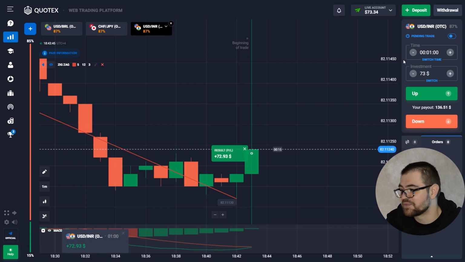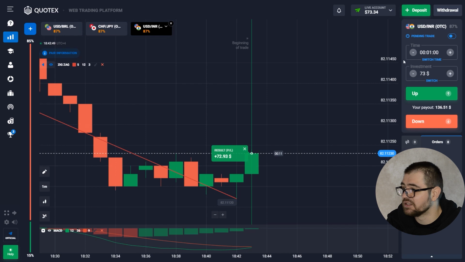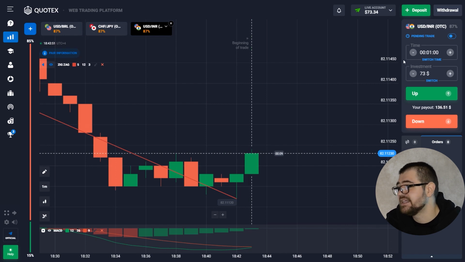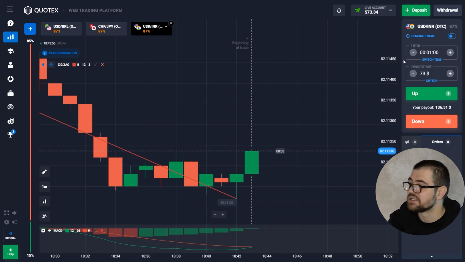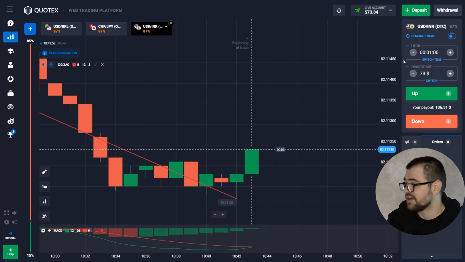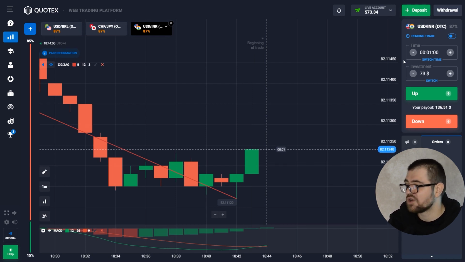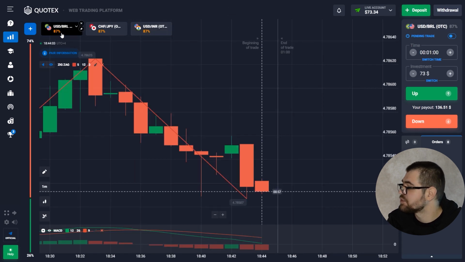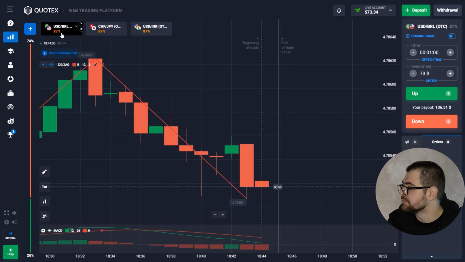And here is our profit. It's doubled now, almost $72. It's an 87% payout on all three currencies that I'm trading today, so it's not bad. And we have the 73 for our next option. And as you can see, this option went well.